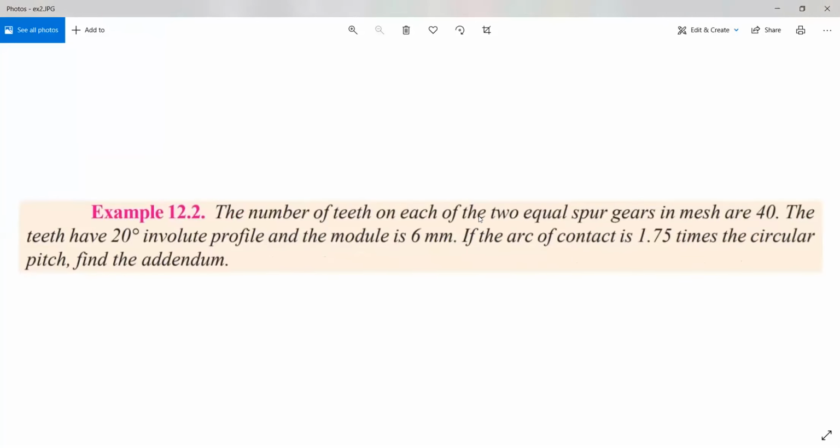Now we are moving to the next example. A little bit of a twist is there in this example. The number of teeth on each of the two equal spur gears in mesh is 40. The teeth have the 20-degree involute profile and the module is 6 mm. If the arc of contact is 1.75 times the circular pitch, find the addendum.